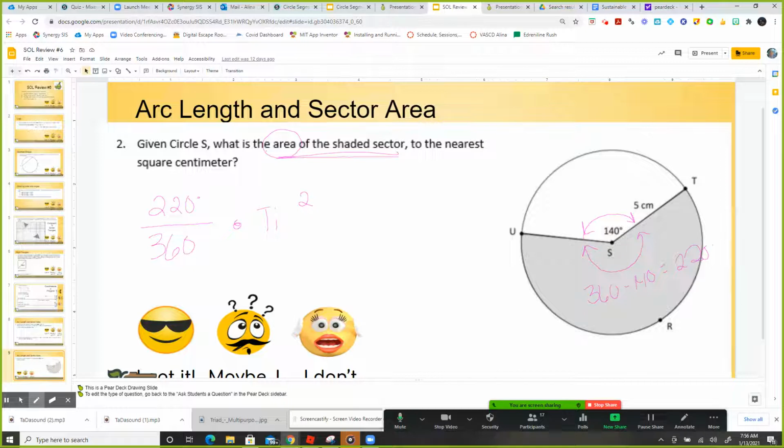So slow down when you get to these questions. You need to make sure you're actually answering the question being asked. If it's the shaded angle, then you need to find the shaded angle. And then just like Victoria said, the radius is 5. So 5 squared. And now it's just calculator work, right? So the translating is the hardest part. 220 divided by 360 times 3.14 times 25, or 5 squared, gives me, what does that round to? Basically 48, absolutely. And that would be centimeters squared.